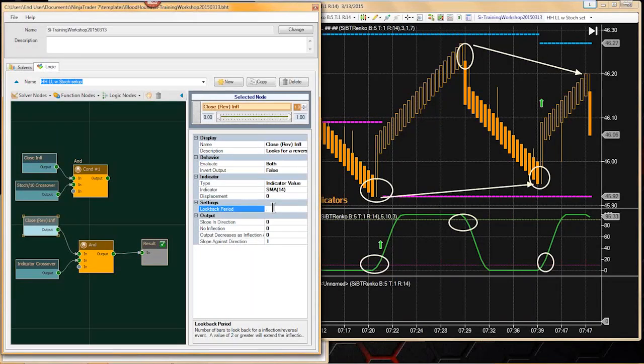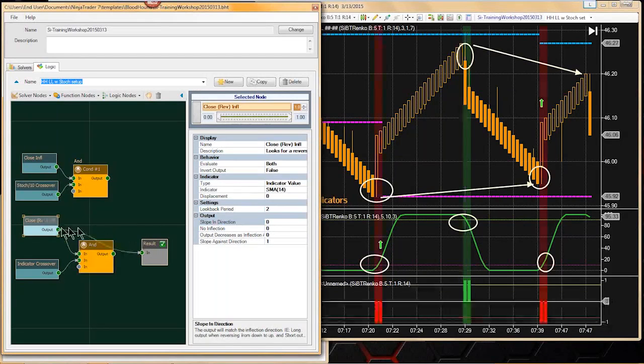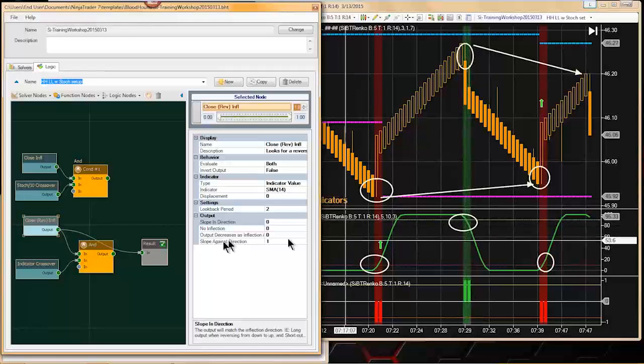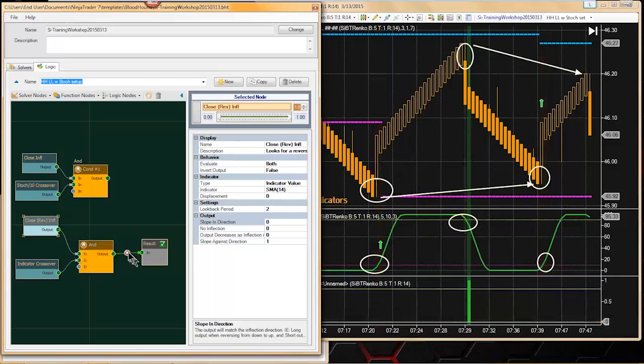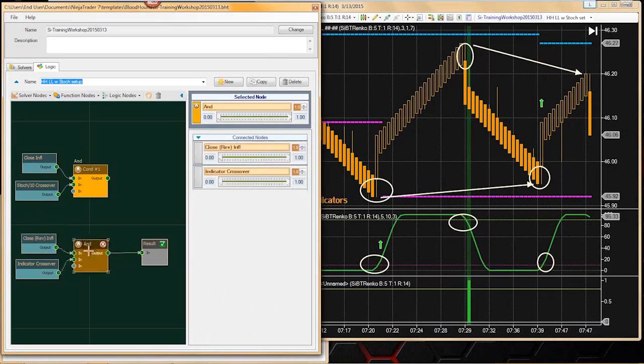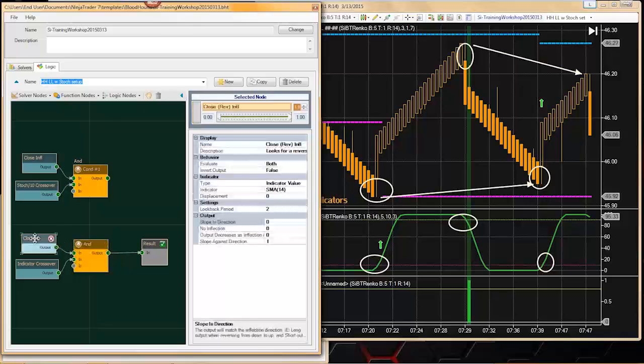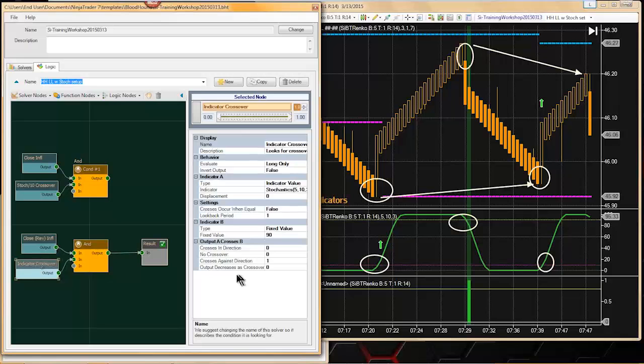We're going to have to set our look back to 2 to extend that reversal down in price. We're going to extend that forward another bar to where the crossover occurs. So there's condition 2. That's one way we can do it. We had to build 2 special solvers that had the output essentially reversed.